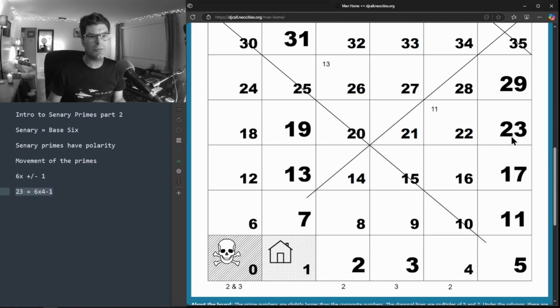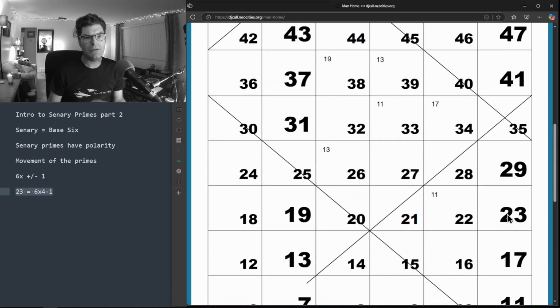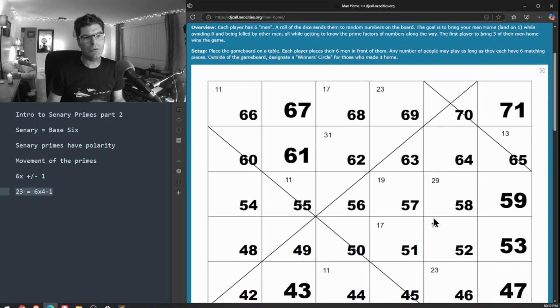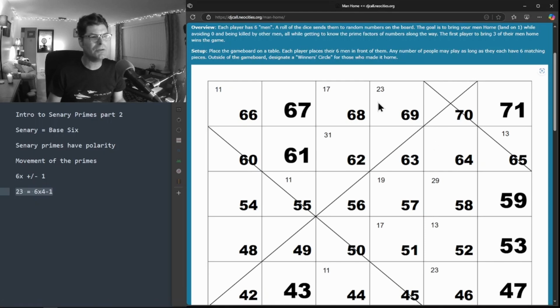So 23, our next prime, is 1 shy of 24. But on the other side of 24, we don't have another prime. We have, well, 5 squared. 25 gets knocked out by 5 here, so it is not prime. But we can see how 23 moves. 6 times 4 minus 1. Let's check it out. 1, 2, 3, 4 minus 1. There's 46. And 1, 2, 3, 4 minus 1. There's 69. 3 times 23.